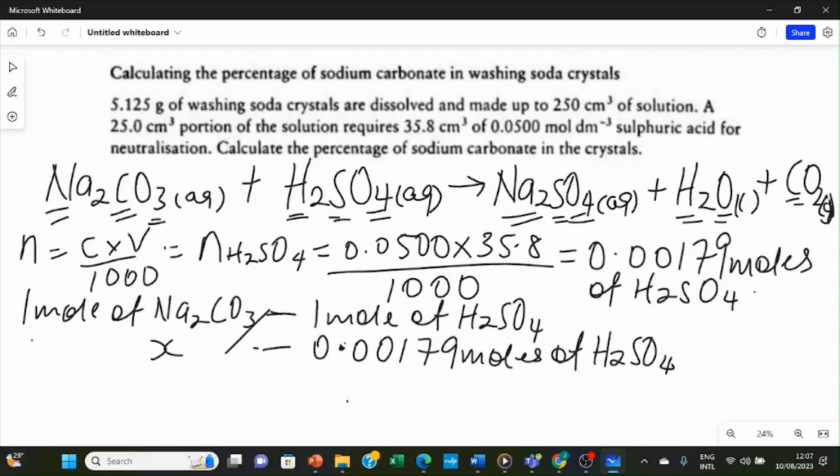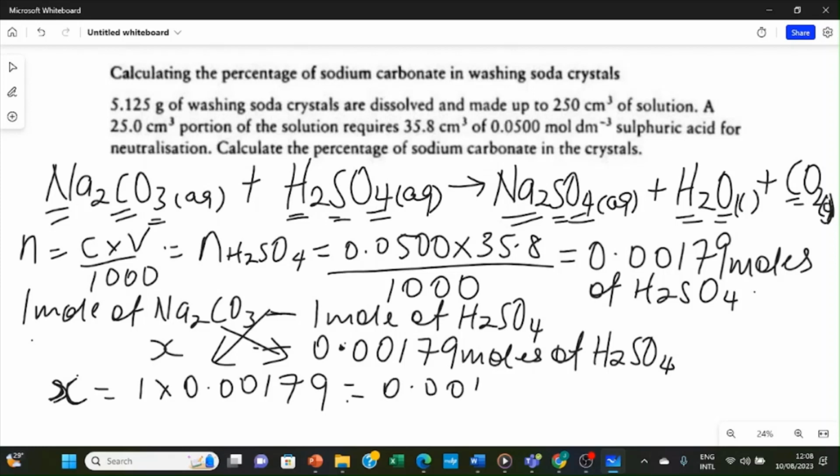So the next thing you do, you cross multiply. So number of moles of sodium carbonate, which is X, is equal to 1 times what? 0.00179 is equal to 0.00179 moles of what? Sodium carbonate. So the same number of moles. So this is the number of moles of sodium carbonate in 25 cm3.